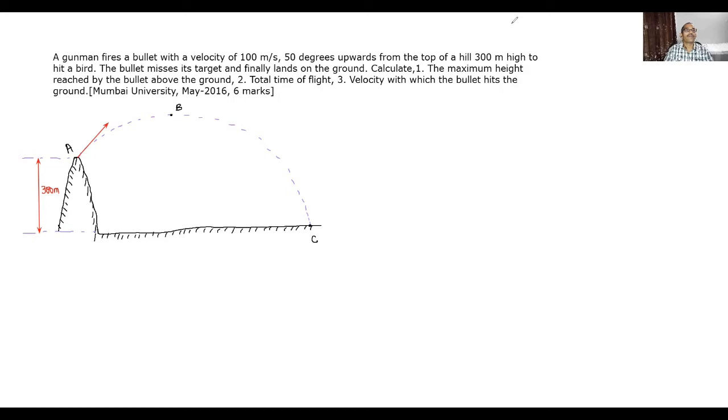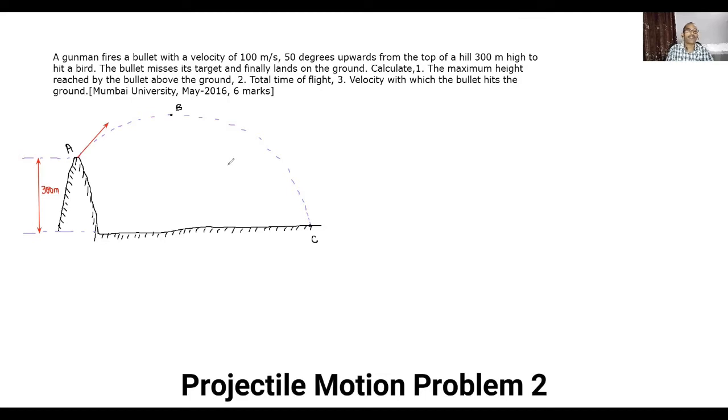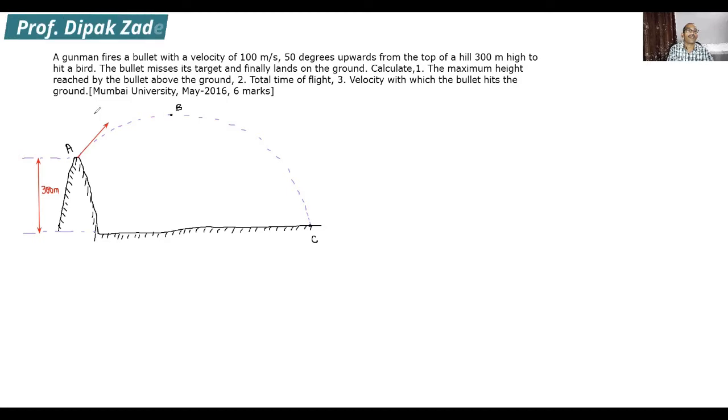In this problem, what is given: a gunman fires a bullet with a velocity of 100 meter per second, 50 degrees upwards. That means the velocity with which this bullet is fired is given. This is u0, which is equal to 100 meter per second, and this bullet is fired at an angle of 50 degrees with the horizontal. This angle is given as 50 degrees, from the top of a hill.